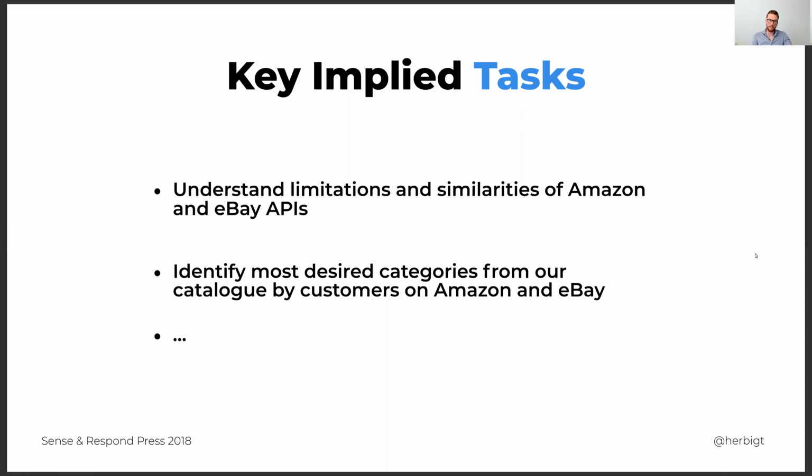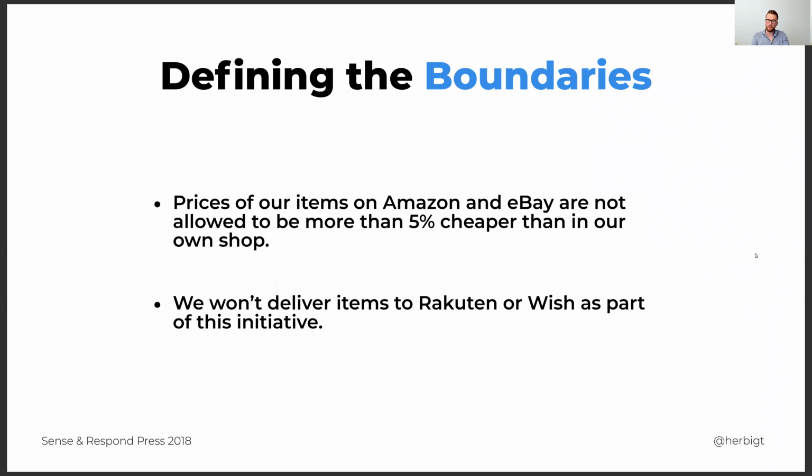And last but not least, it's about defining the boundaries. As a team, we want to also define what we're explicitly not going to do or which side effects are not allowed as a result of our project. One example could be, in our case, that prices of our items on Amazon and eBay are not allowed to be more than 5% cheaper in our own shop. So we don't want to cannibalize sales. And we won't deliver items to Rakuten or Wish, which are other e-commerce platforms, as part of this initiative.